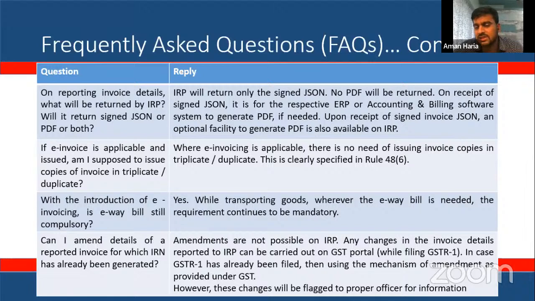However, once these changes are done, it will immediately flag these changes to the proper officer, stating that, okay, see, e-invoice was generated with so and so data. However, while filing the GSTR1, the same details were amended. So there is a possibility that your e-invoice might have different data and your GSTR1 might have different data. And hence we suggest that the amendments route should not be opted for.